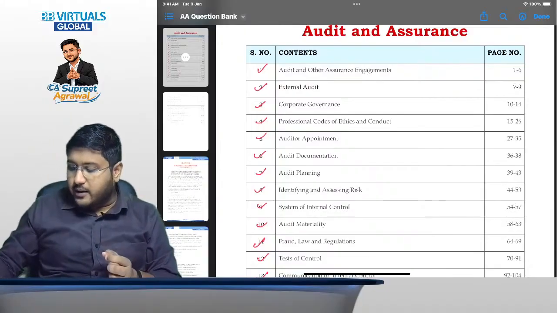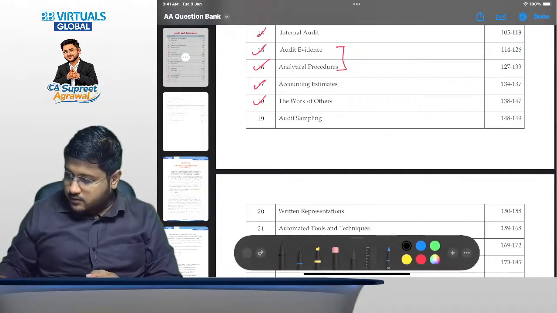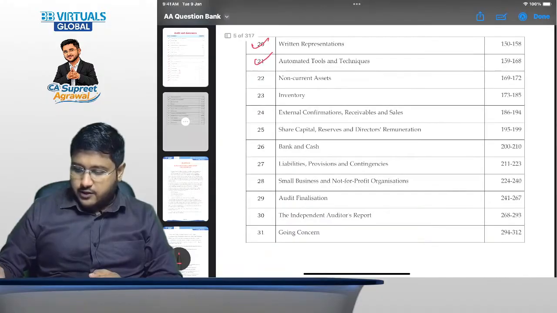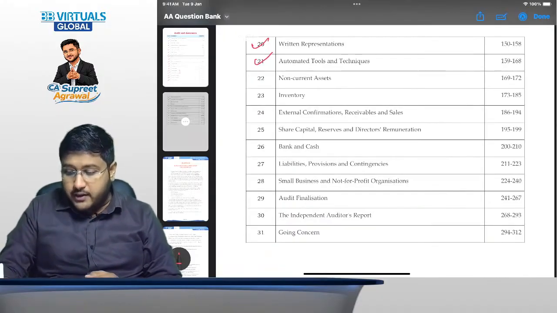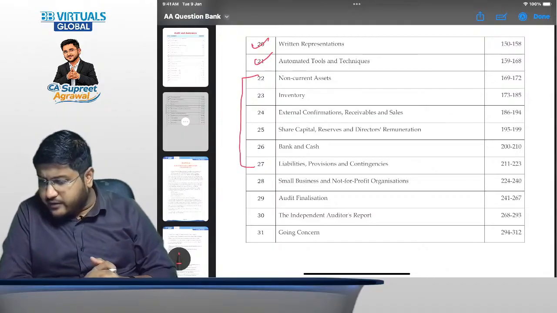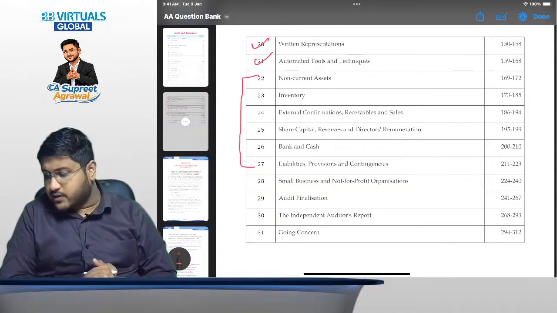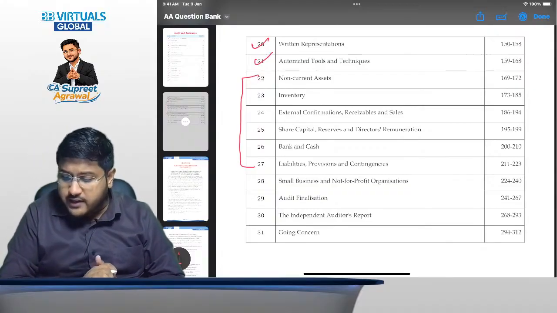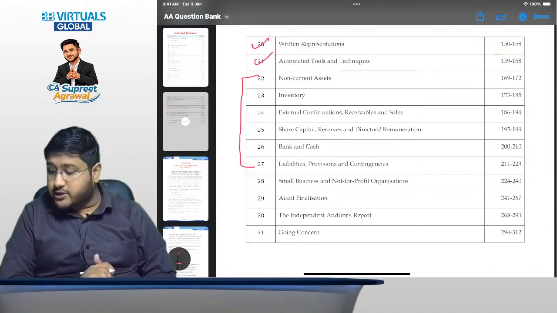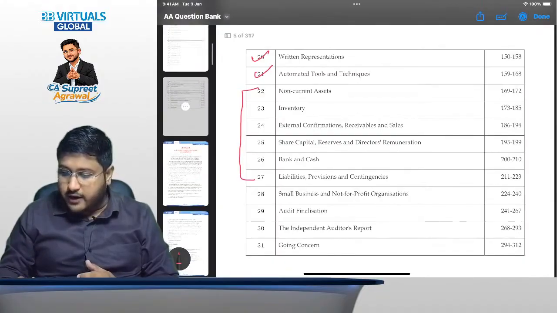So when we talk about AA as a syllabus, we have already completed chapter number 19, 20 and 21 in our last discussion. Today we have to take up 22 to 27, that is non-current assets, then inventory, then external confirmations, receivables and sales, share capital, reserves and directors remuneration, bank and cash, liabilities, provisions and contingencies, and we have to cover the questions for each one of them, right? This is very important for all of us to understand.